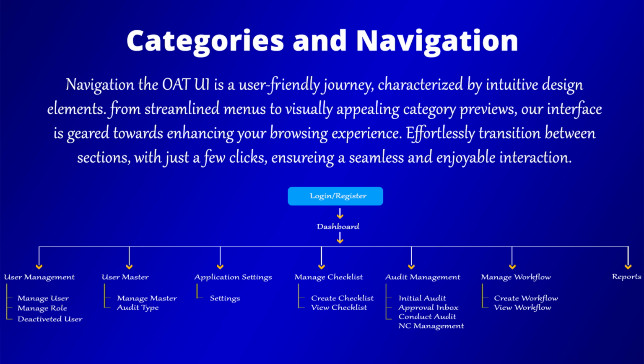Categories and navigation in OAT. Navigation in the OAT UI is designed to provide a user-friendly journey. With intuitive menus and visually clear category previews, users can effortlessly move between sections. The interface is structured to enhance browsing and ensure smooth, seamless interactions with just a few clicks.